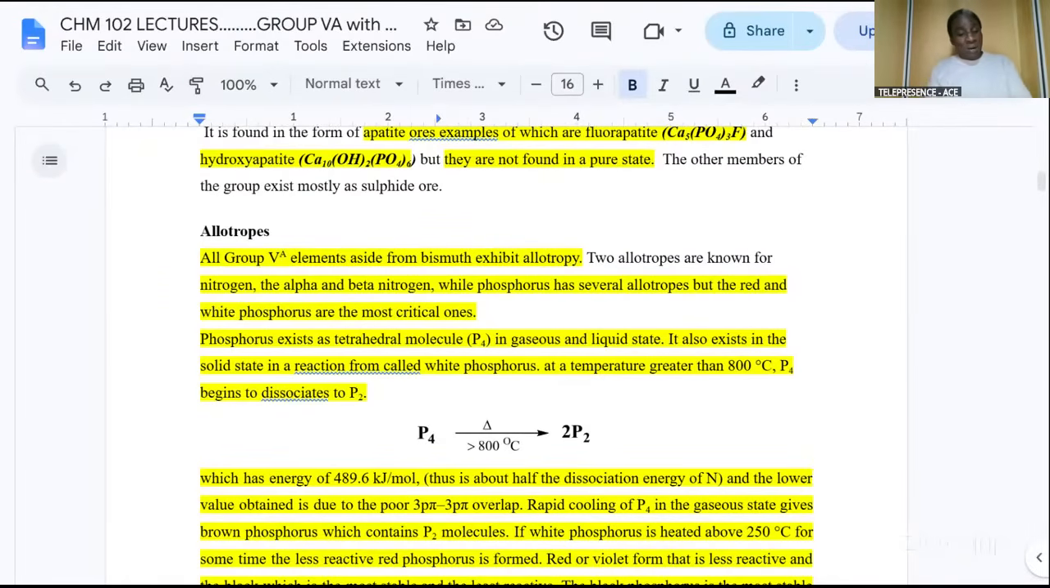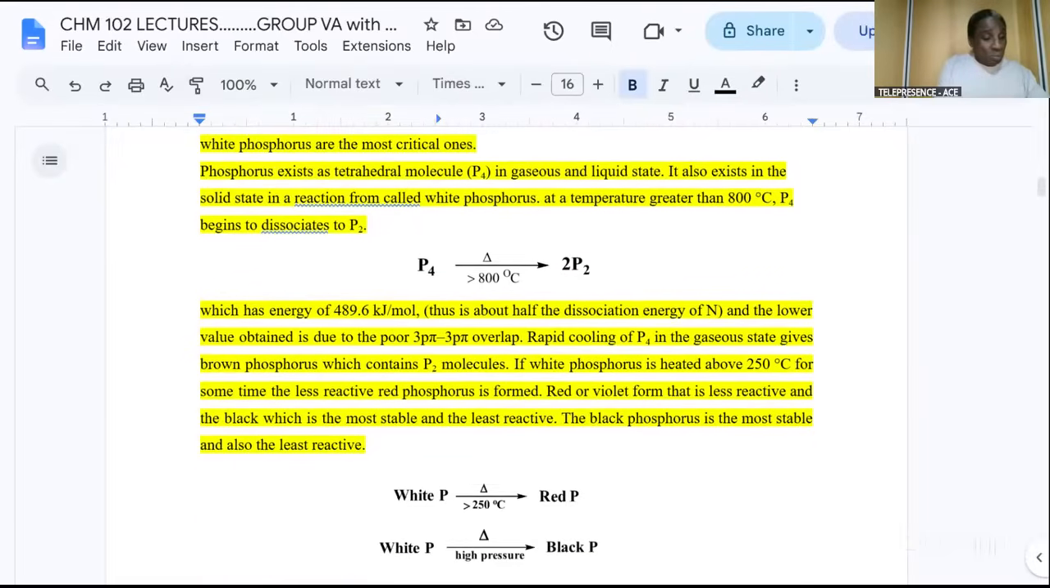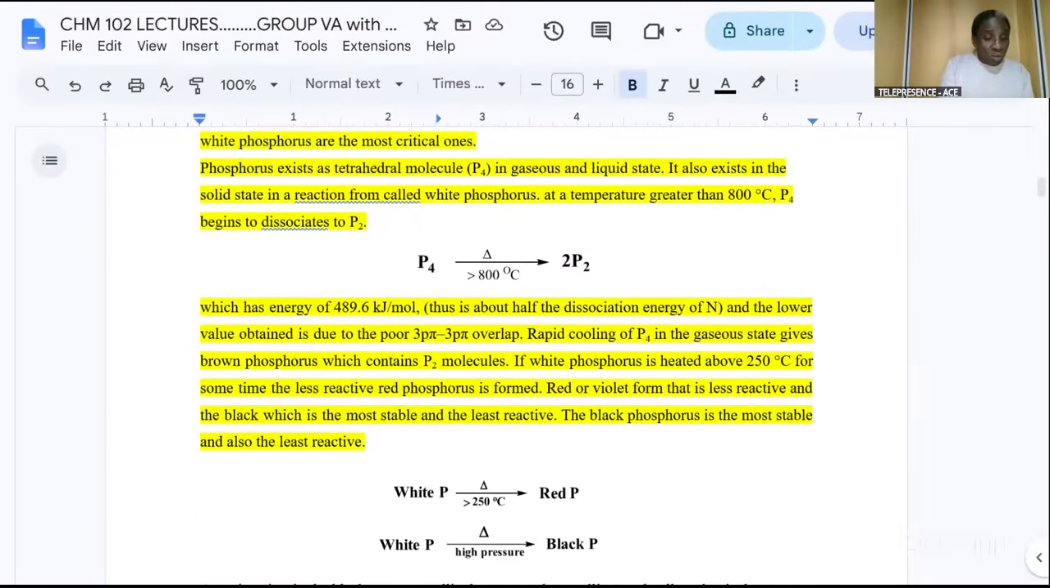And then there can be interconversion from one form of phosphorus to the other. Phosphorus exists as a P4 tetrahedral molecule in the gaseous state, and it can also exist in the solid phase. And the one that exists in the solid phase is the white phosphorus.